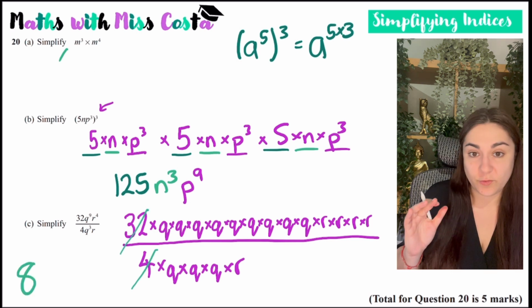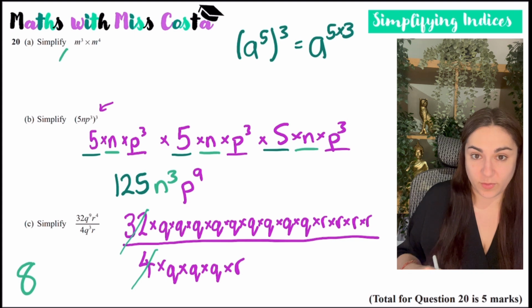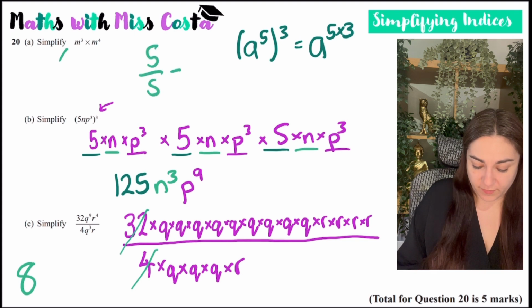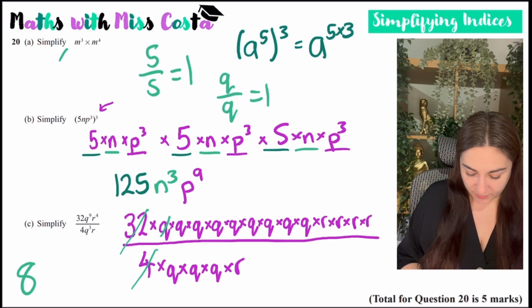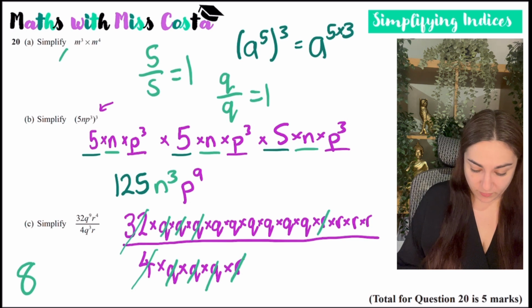And then anything that you've got on the top that's the same as anything on the denominator, you can just cancel out. Because if you did 5 divided by 5, that's 1. So therefore q divided by q is also going to be 1. So q divided by q is 1, q divided by q cancels out. And then I've got an r over here, so r divided by r. So I've cancelled out everything on the bottom.